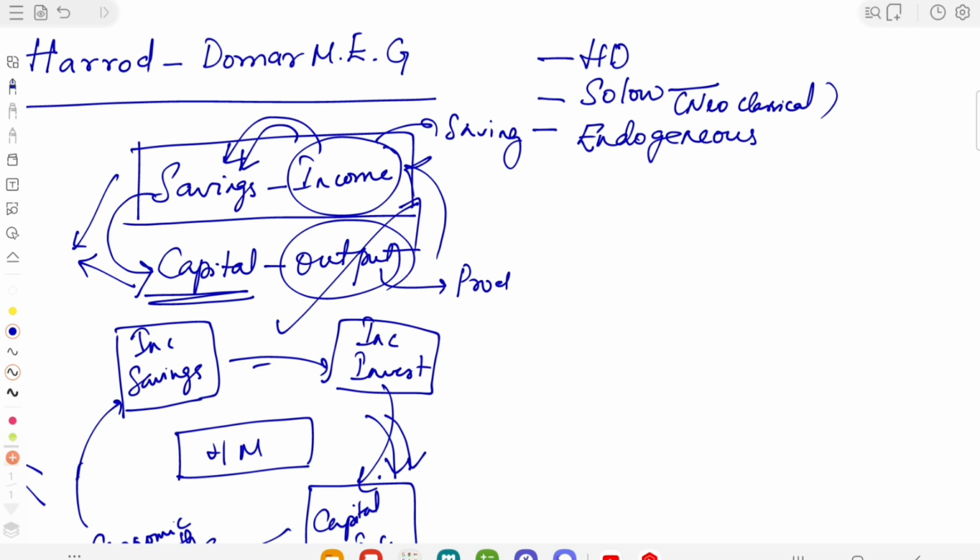According to this, if there has to be a change in the level of output or productivity, then there should be a change in the population growth rate, the rate of technological progress, or the savings rate. These have to change for a change in the level of output. So that is the Solow model of economic growth or the neoclassical growth theory.